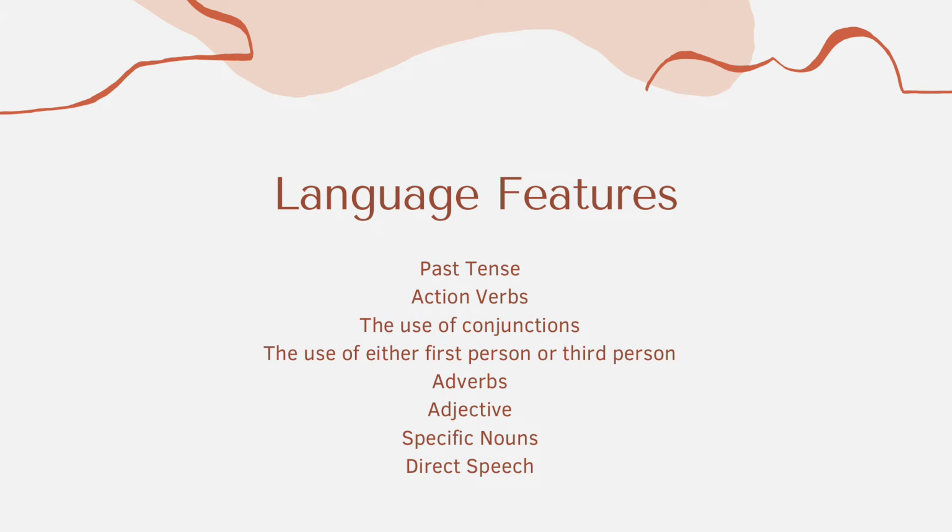The language features of the text: past tense, action verbs, the use of conjunctions, the use of either first person or third person, adverbs, adjectives, specific nouns, and direct speech.